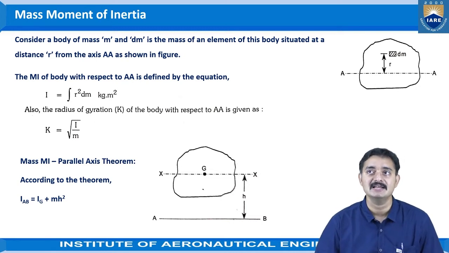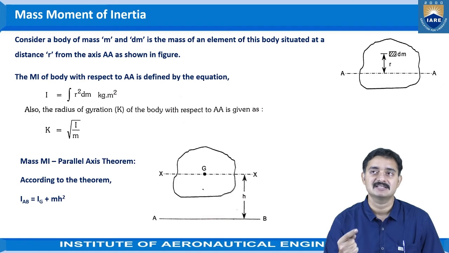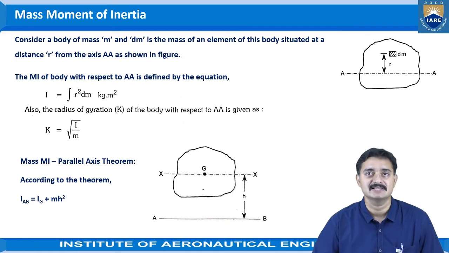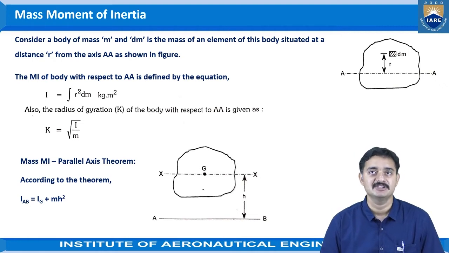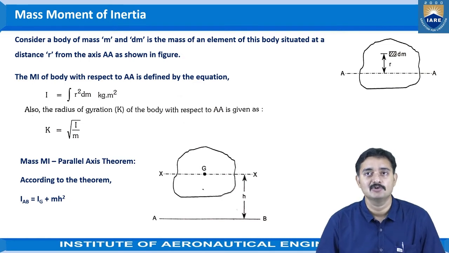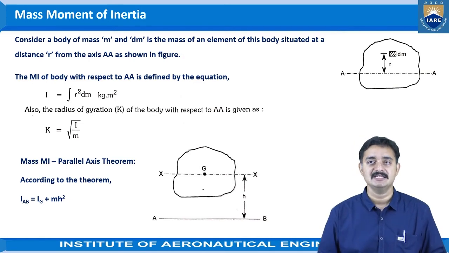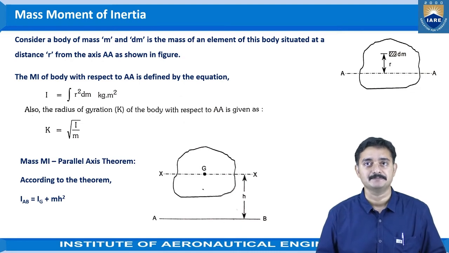Observe the figure here. The elemental mass dm is being considered at a distance of r from the axis AA. The moment of inertia of the body with respect to AA is defined by the equation I equals integral of r square dm. Again, here it is mass into distance square, whereas in the previous case it was area into distance square. The units are kg meter square. Also, the radius of gyration k of a body with respect to AA is given as k equals square root of I by m.